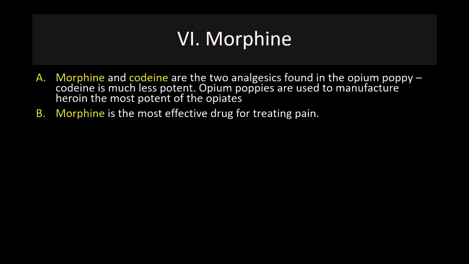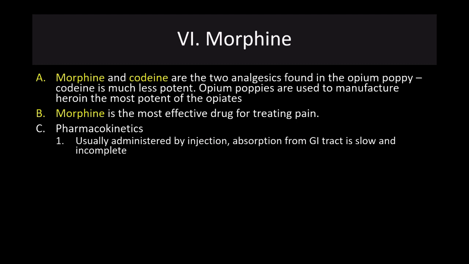Morphine is certainly the most effective drug for treating pain. It's certainly very potent. Fentanyl is actually more potent, and we'll talk more about that here in a bit. Fentanyl has some dangers, but it certainly is very effective in treating pain. But we're going to start by talking about morphine.